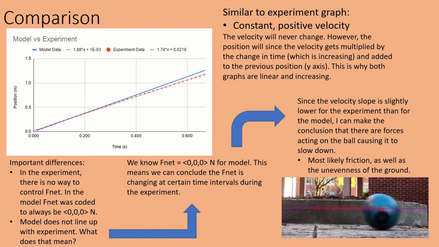So, why exactly is that? Well, it's because in the experiment, there's no way to control the net force. In the model, the net force was always coded to be 0 newtons. Since the velocity slope is slightly lower for the experiment than in the model, I can make the conclusion that there are forces acting on the ball, causing it to slow down. Most likely, these forces are the force of friction, the unevenness of the ground, maybe air resistance. As you can see from my picture, I put the axis, and some of the Tracker dots that I placed are above and below the axis, which also shows human error.